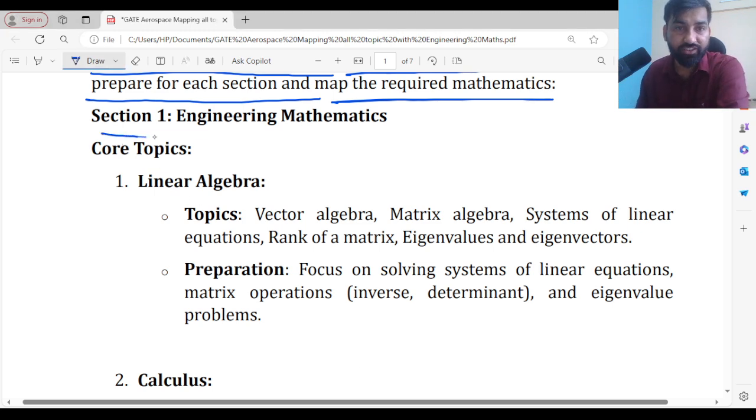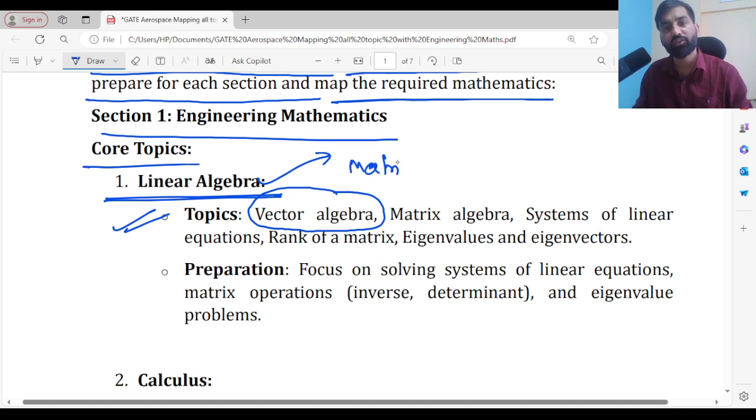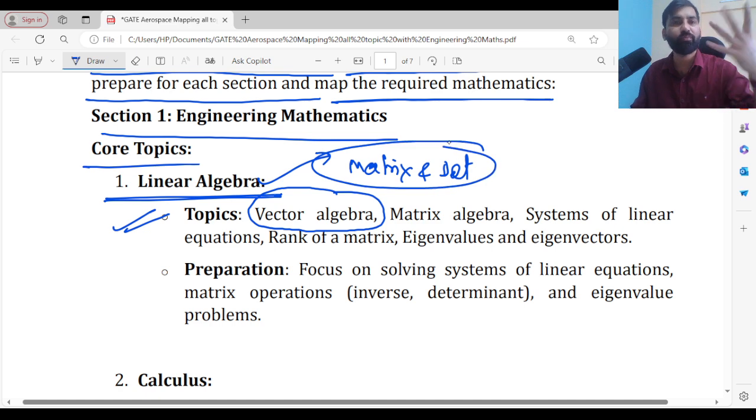So engineering mathematics core topic, linear algebra is there. In linear algebra, you have to study vector algebra and matrix algebra. This is a topic people ignore. In linear algebra, what they do is they simply talk about matrix and determinant, and that is taught in class 12. That's it.